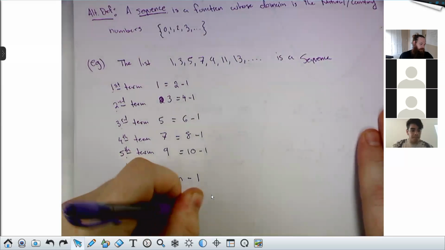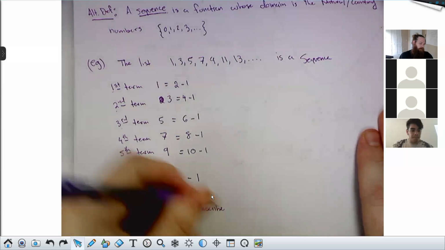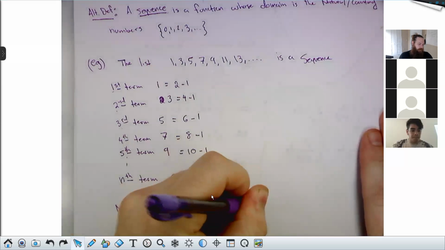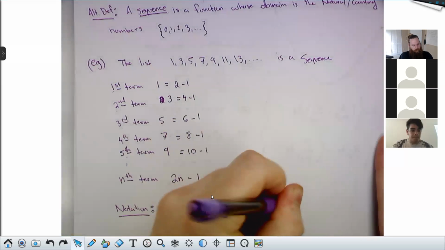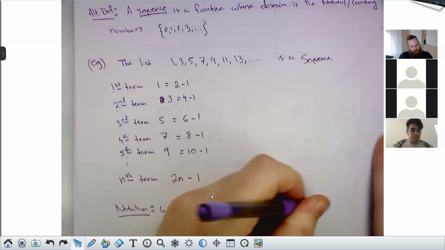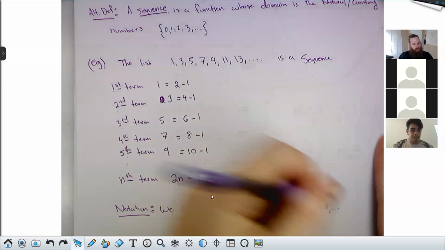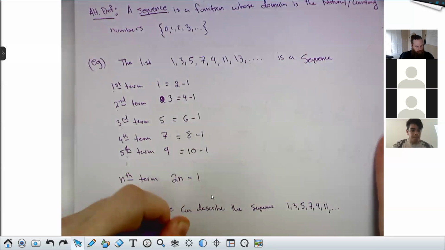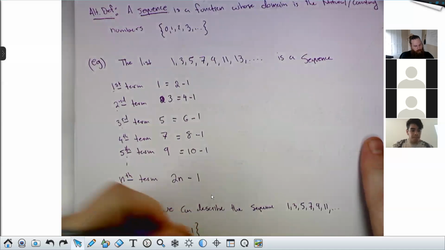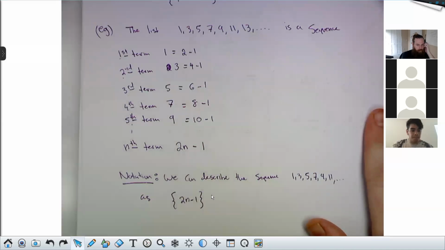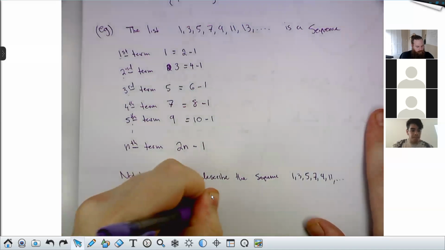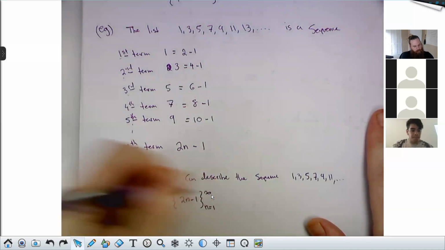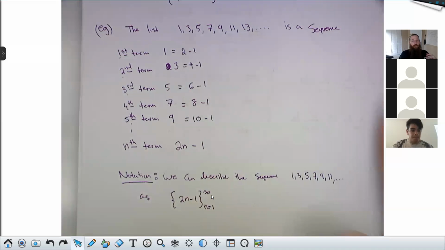We can describe the sequence 1, 3, 5, 7, 9, 11, and so on as the set of all things looking like 2n minus 1, so curly braces, 2n minus 1, where n is allowed to run from 1 all the way to infinity. So when I want to refer to the whole list as a single object, here's the whole list.